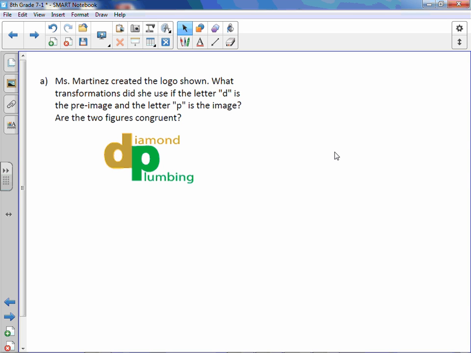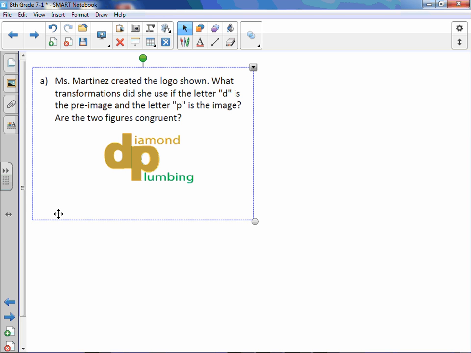Ms. Martinez created the logo shown. What transformation did she use if the letter D is the pre-image, so this is the image we start with, and the letter P is the image? Are the two figures congruent? So let's take letter D. It looks like it was rotated. So let's go ahead and rotate this 90, 180 degrees. It would actually end up down here. So we rotate it 180 degrees. And then we translate up. And yes, they are congruent.